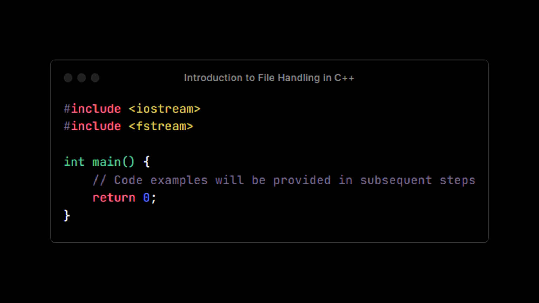Introduction to File Handling in C++. File handling is an essential aspect of programming that allows you to read from and write to files. In C++, you can work with files using the standard library's file input-output streams. In this tutorial, we'll explore how to open, read, write, and close files in C++.